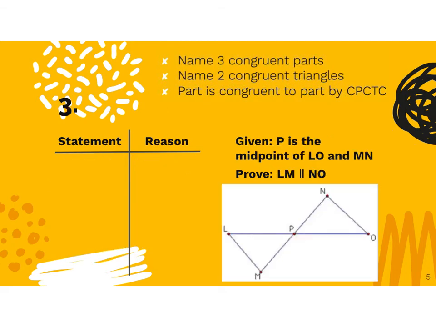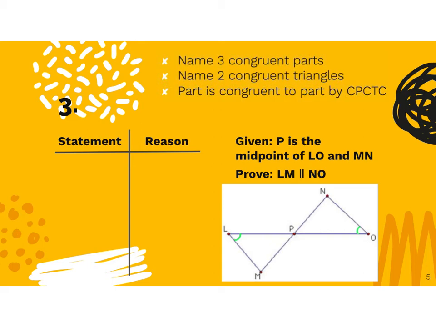In example 3, we are given that P is the midpoint of LO and MN. What we want to prove is that LM is parallel to NO. If these truly are parallel, then what would happen would be angle L would have to be congruent to angle O. If those two are congruent, because those would be alternate interior angles, then we could say that LM is parallel to NO. So that is what I'm going to try to prove here using CPCTC.